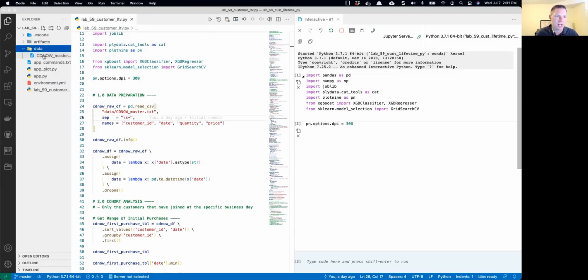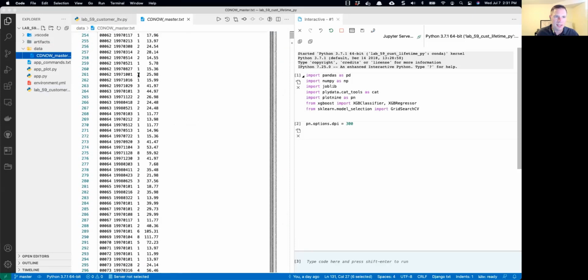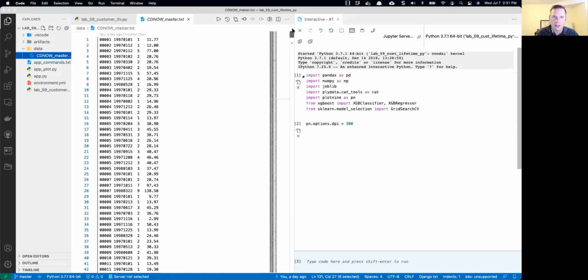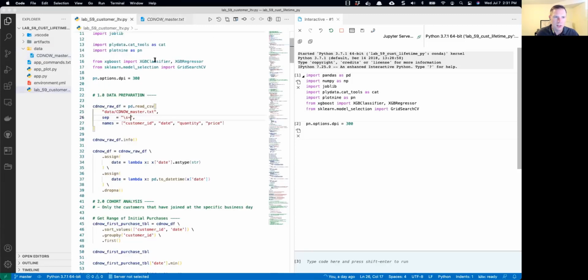So if I check out this file right here, I can see that if I scroll the whole way to the top, the first line has 3 spaces, this one has 2 spaces, and this one has 1 space. So it goes 1, 2, and 3. In order to pull that in the right way, we're going to use read CSV, but the separator, instead of a comma, is going to be a /s+.